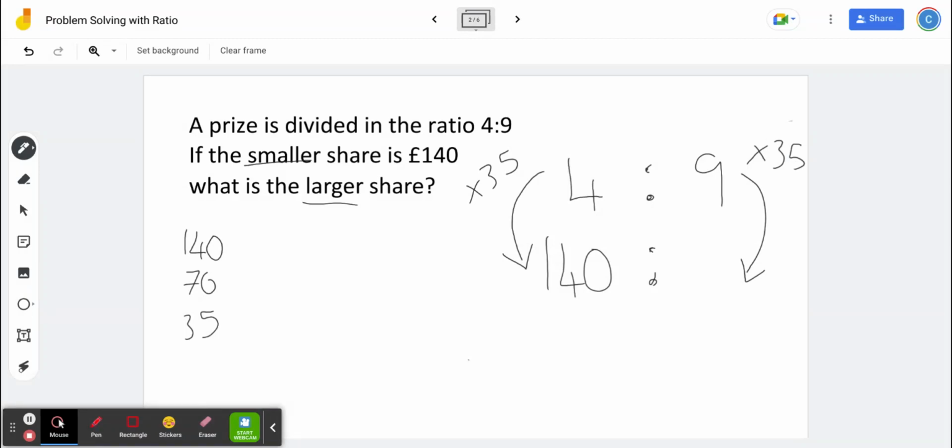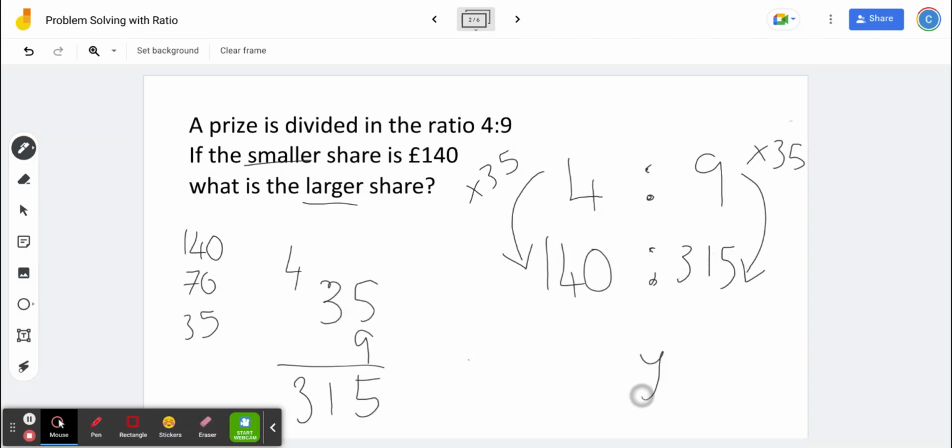So what I get here is 35 times by 9. So 9 times 5, 45. And then 9 times 3, 27, plus 4 is 31. So the largest share is £315. Okay, next question.